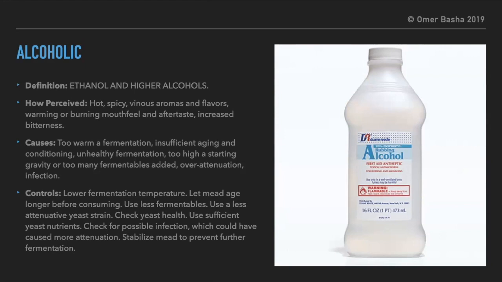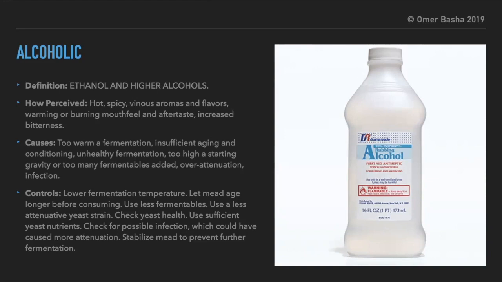The definition is ethanol and higher alcohols. It's perceived as hot, spicy, vinous aromas and flavors, or it can be a warming or burning mouthfeel and aftertaste, and it can offer increased bitterness.